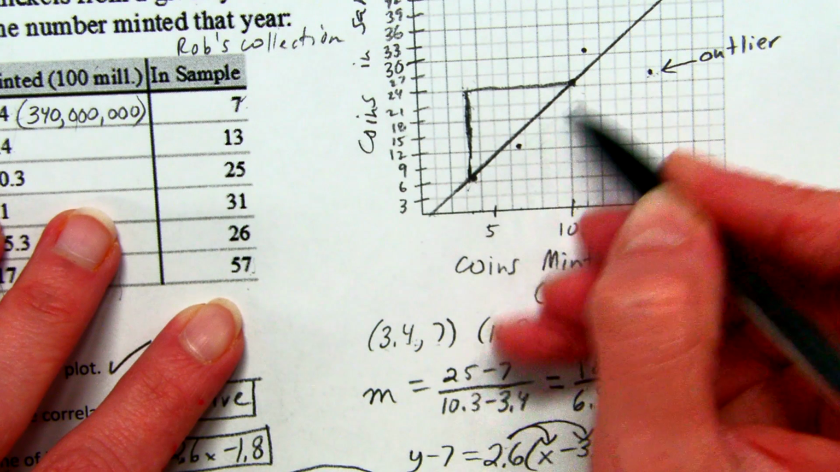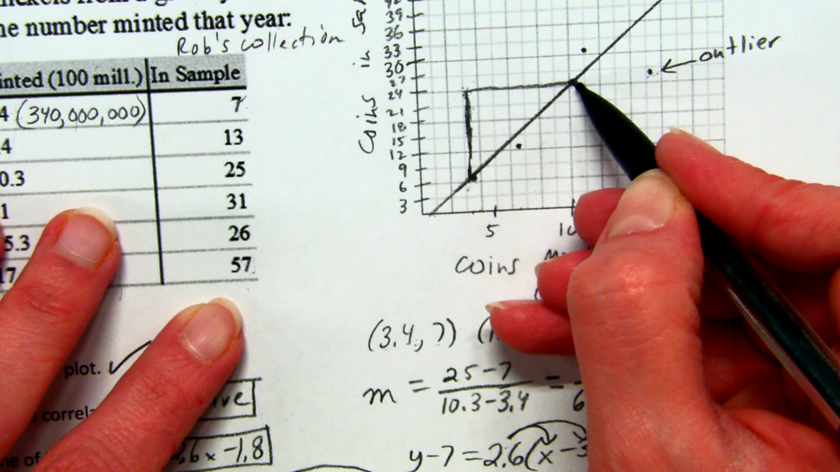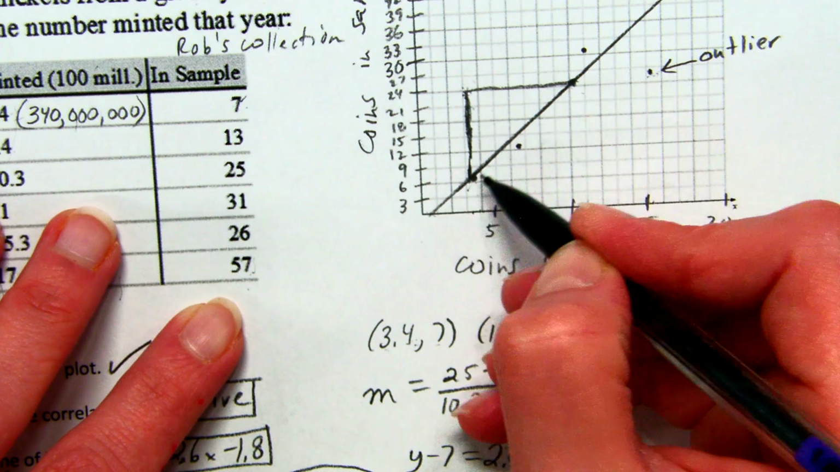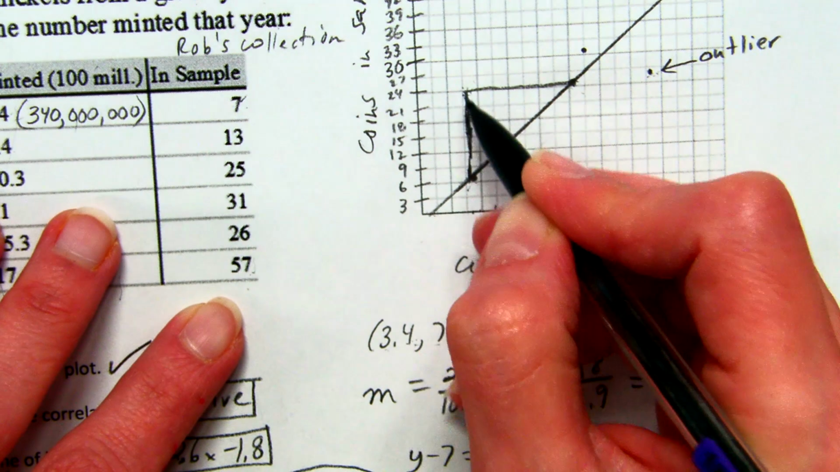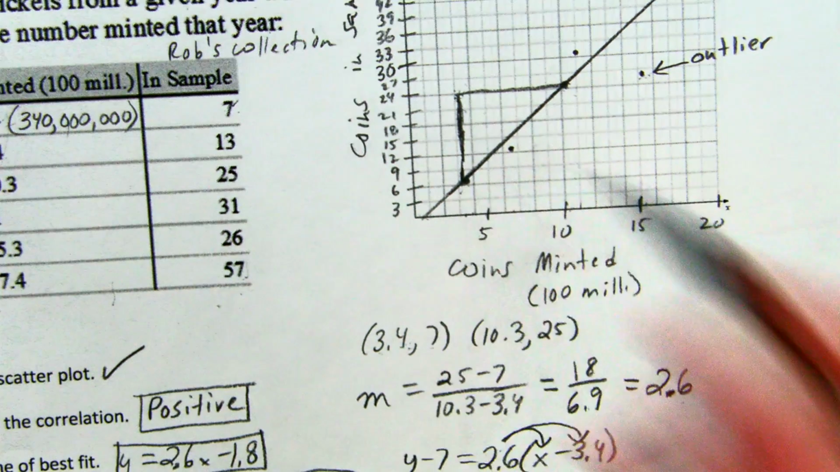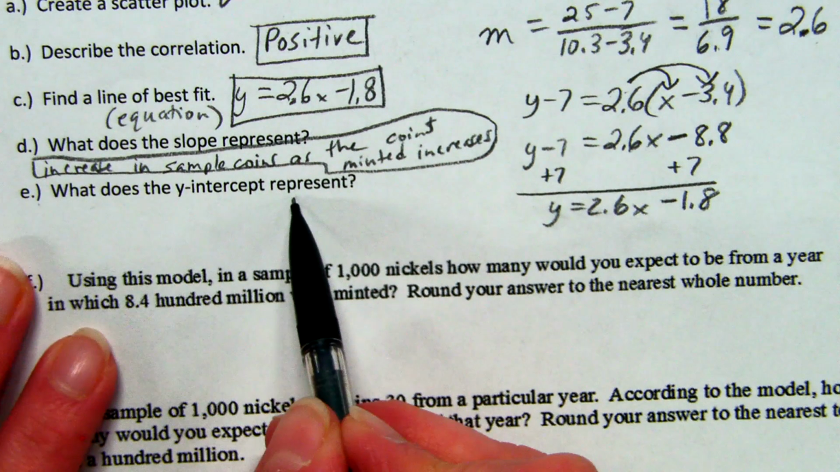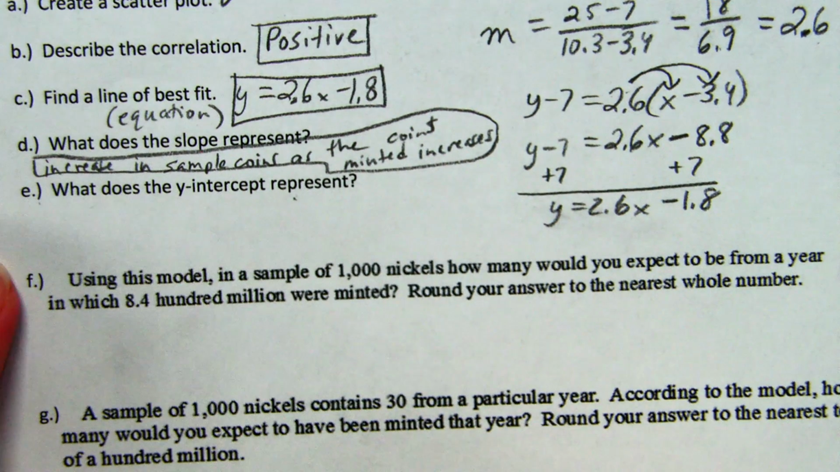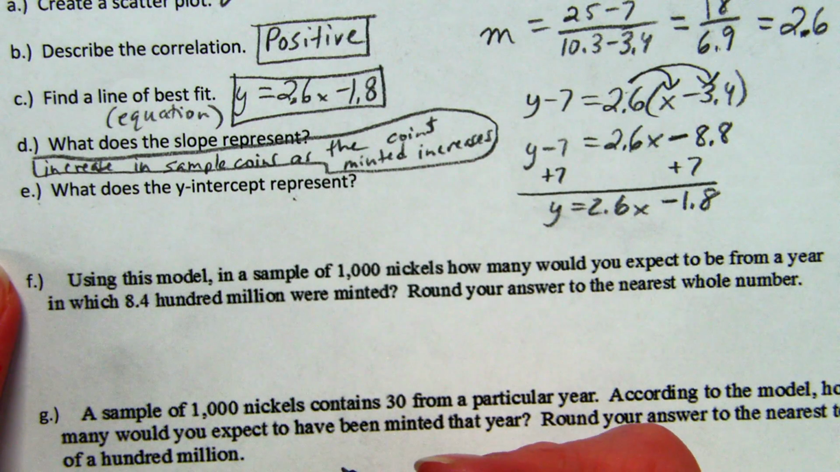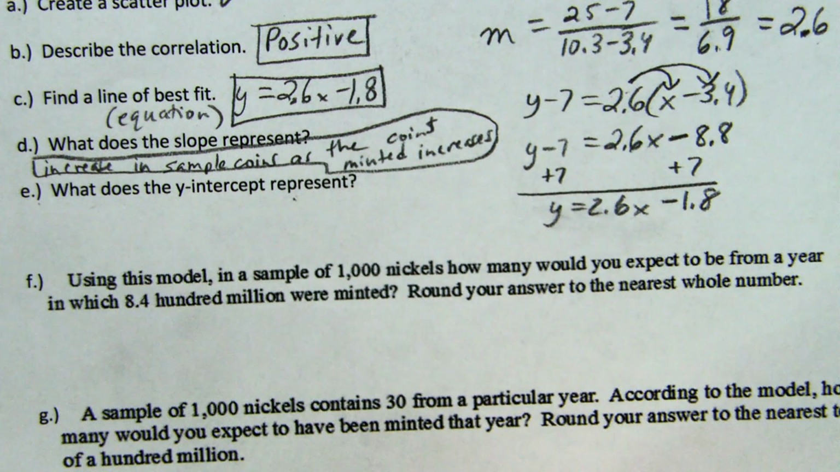If they made more coins this year, Rob should have more coins from that year. This year they didn't make as many, Rob doesn't have as many. That's basically what it's showing you. And then on E it says, what does the y-intercept represent? The y-intercept is always a beginning point. So in generic terms, it would just be the starting point for coins.